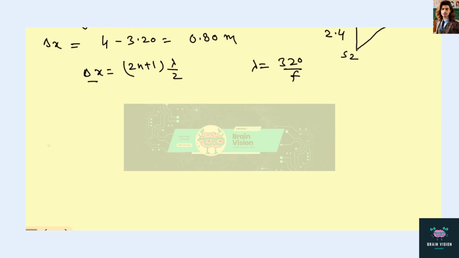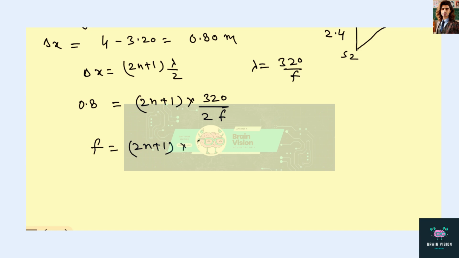First of all, delta x that we found is 0.8 meter. So 0.8 equals 2n plus 1 multiplied by lambda by 2. Lambda is 320 by f, so 320 by 2f. So f will be 2n plus 1 multiplied by 320 divided by 2 times 0.8. When we solve, it will be 2n plus 1 multiplied by 200 hertz.